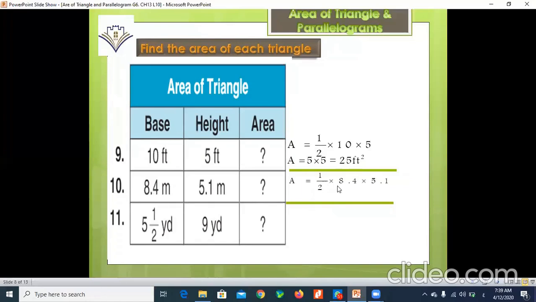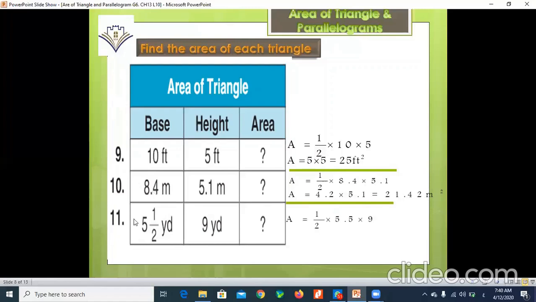Look at the second, question number 10. Area equals half multiply 8.4 multiply 5.1. Then half of 8.4 is 4.2. Multiply 5.1 equals 21.42 meter squared.